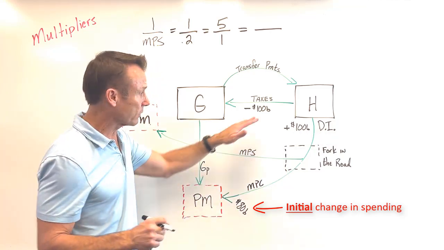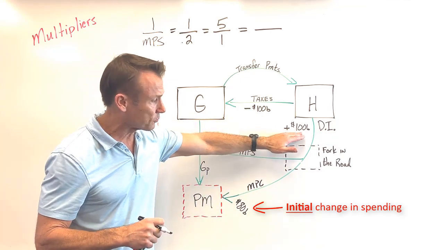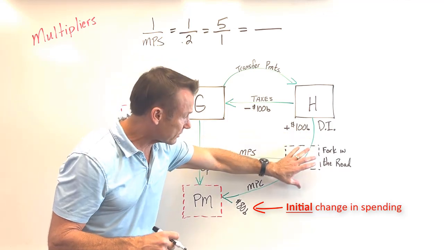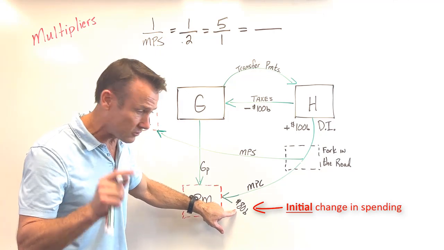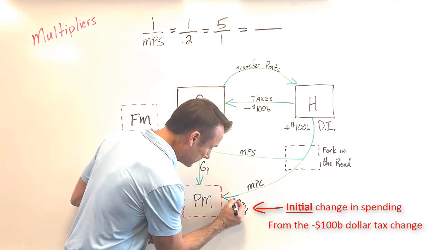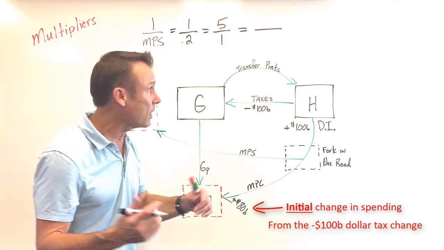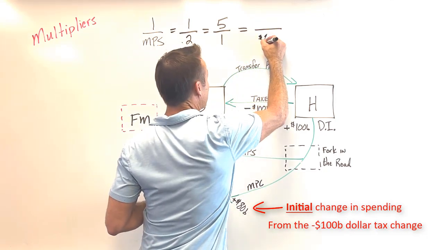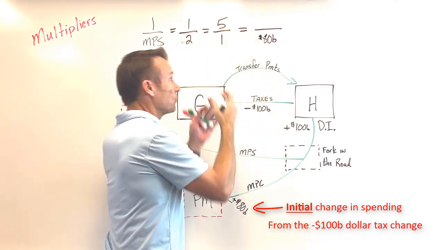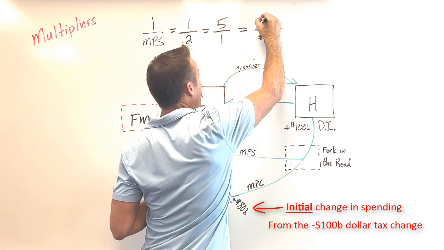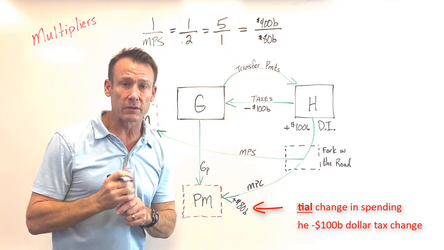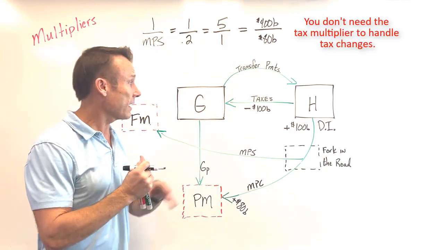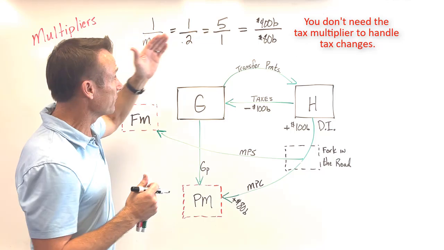Again, that wasn't very hard. We lower taxes. We know that raises disposable income by the same amount. We just take it through the fork in the road. That's all we need to do. We get our initial change in spending of a positive 80 billion because disposable income went up. We throw that right here, $80 billion. We solve this, and this comes out to $400 billion. Not the nicest 8, but hopefully you can tell that's an 8. There you go. You just handled a tax change with the spending multiplier.